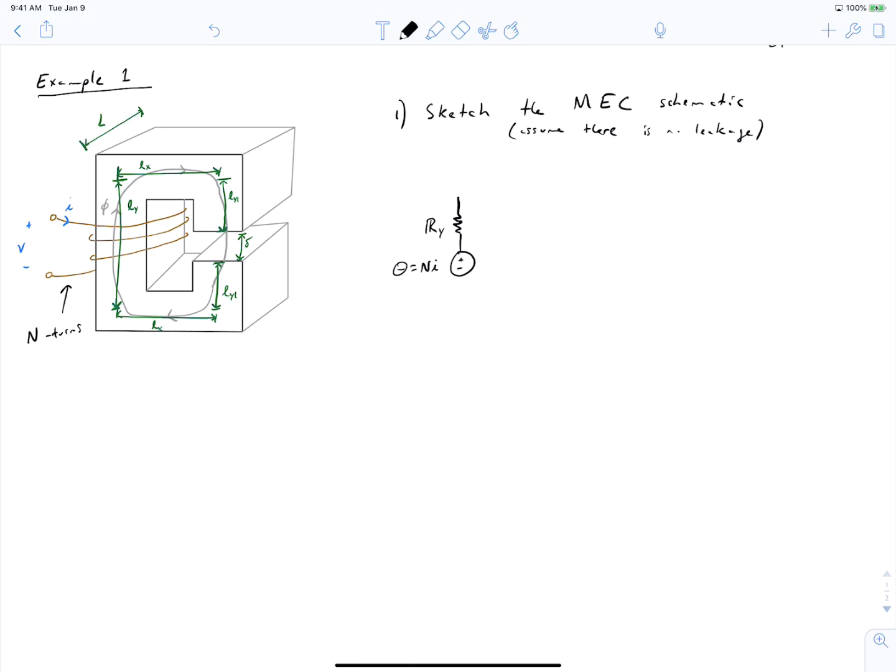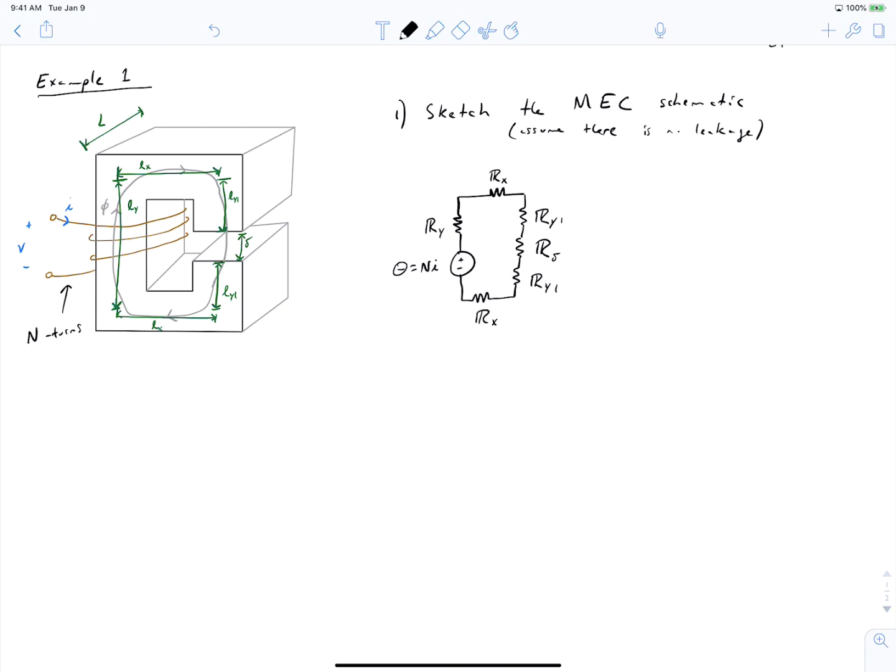And then going left to right on the top, going up here, we see that we have another flux tube. Coming down here, connected to the node of the top flux tube, we have a short flux tube going in the y direction. And then we've got our air gap flux tube, our air gap reluctance, and then another short flux tube in the y direction, and then our return flux tube. So your equivalent circuit should look like this.